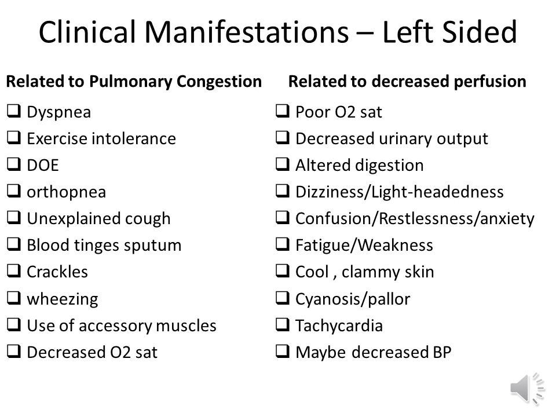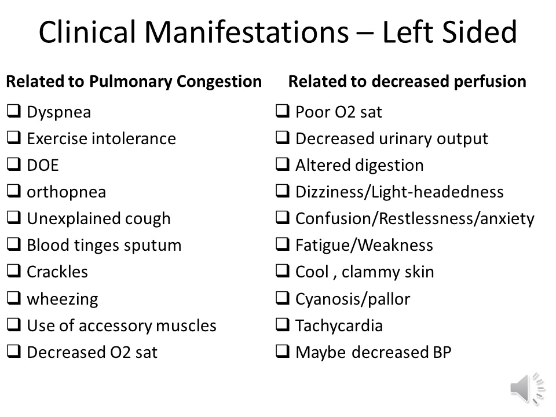Now, two things on the left side of the heart, backing up into the lungs, pulmonary congestion. Second thing, decreased tissue perfusion. Decreased cardiac output leading to decreased tissue perfusion. How am I going to know that?